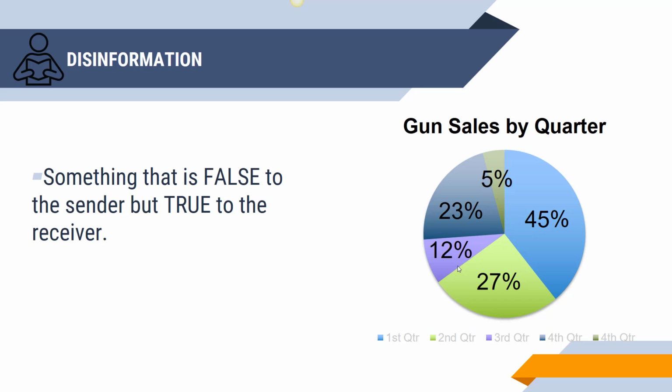In the pie chart on the right, everything may look good at first glance, but when all the numbers are added together, they add up to more than 100%. How can that be right? Plus, there are only 4 quarters in a year. Why do they have 5? Disinformation is intentional and sometimes malicious.